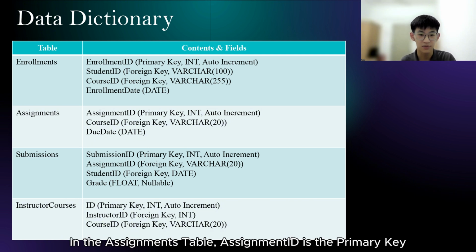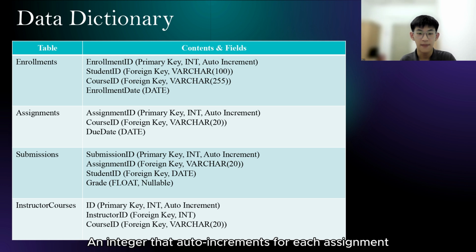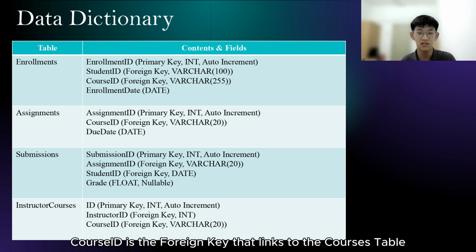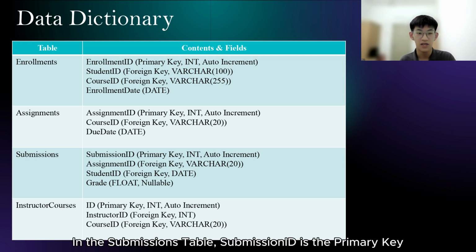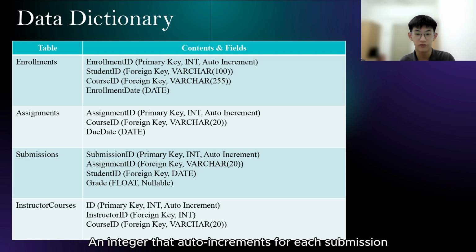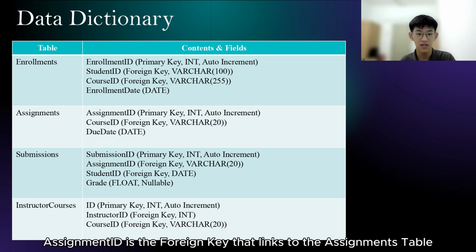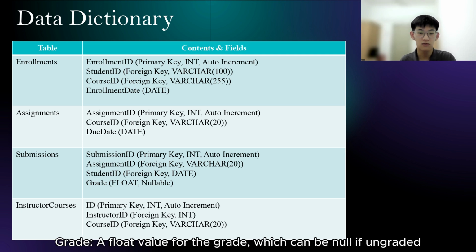In the assignment table, assignment ID is the primary key, an integer that auto-increments for each assignment. Course ID is the foreign key that links to the courses table. Due date is the assignment's due date. In the submission table, submission ID is the primary key, an integer that auto-increments for each submission. Assignment ID is the foreign key that links to the assignment table. Student ID is the foreign key that links to the student table. Grade is a float value, which can be null if ungraded.